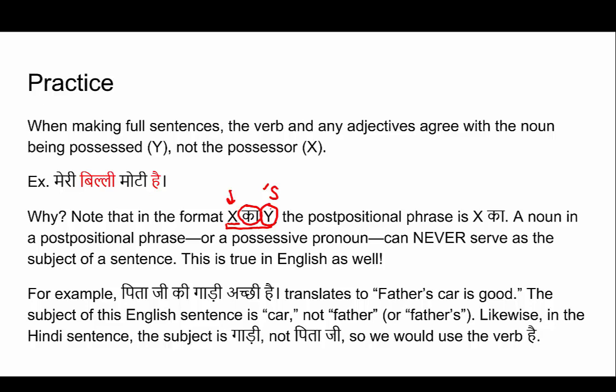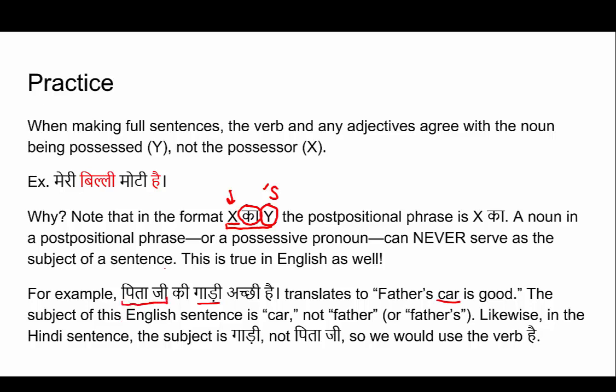Let's take a look at this example. Pitaji ki gaadi achhi hai. It translates to father's car is good. Now in English, we would say that the subject of the sentence is car, not father or father's. Likewise, in the Hindi sentence, the subject is gaadi, not pitaji.